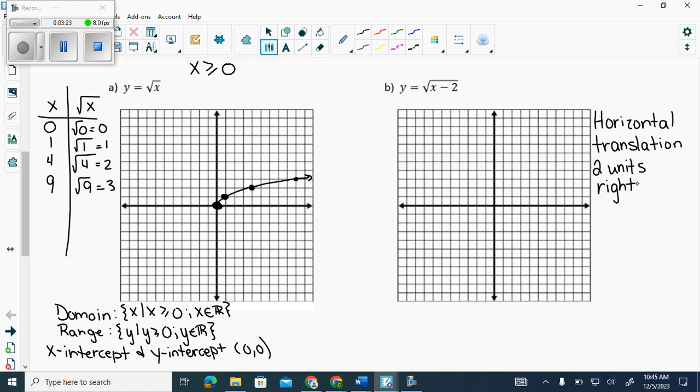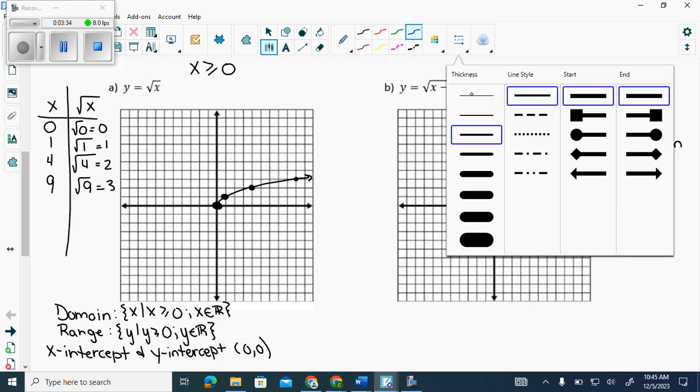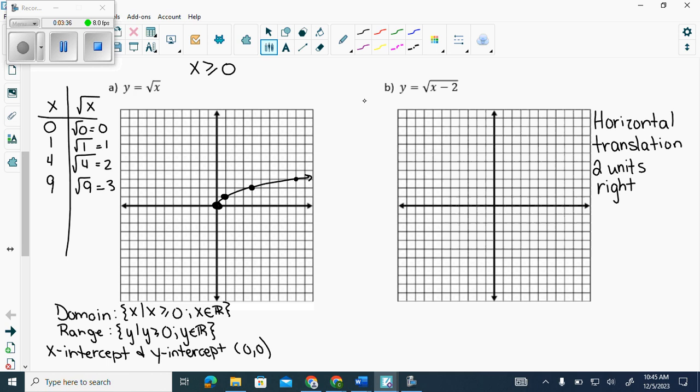So I'm legitimately just moving the parent function 2 to the right. Do I need to type it into my calculator, or can I just move those points 2 to the right and work it through? Just do 2 to the right. So 0, 0 is now going to be 2, 0. 1, 1 is now going to be 3, 1. 4, 2 is now going to be 6, 2. And then 9, 3 is going to be 11, 3. Graph like that.